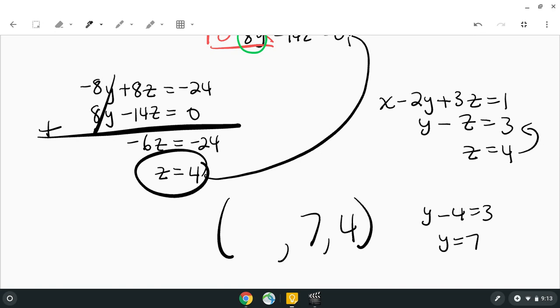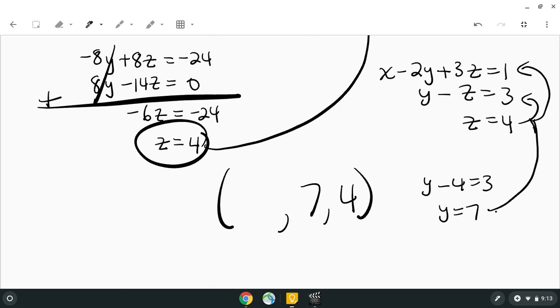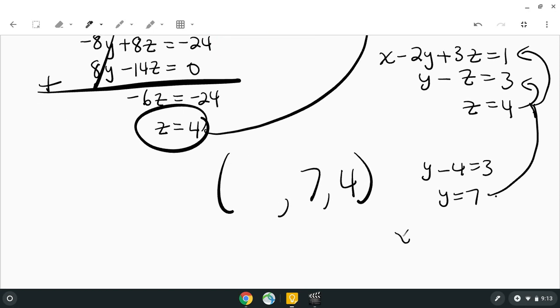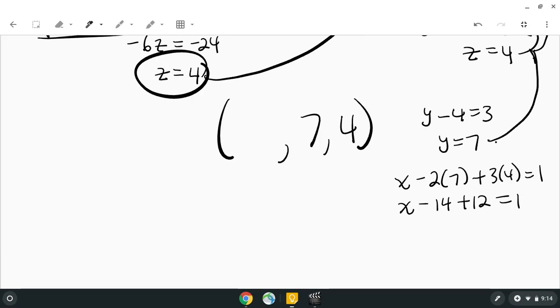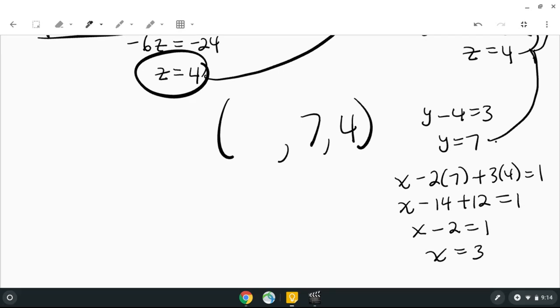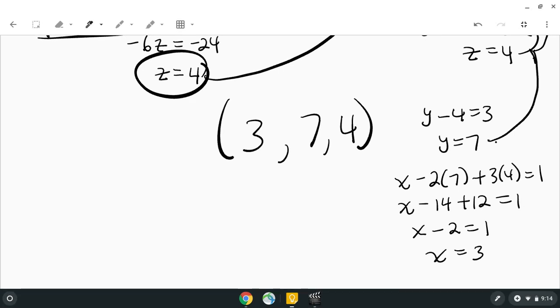Okay, and now I can take both of these, right? The y and the z, and plug them both in here, the first one, and solve for x. Okay, so x minus 2 times 7 plus 3 times 4 equals 1. So x minus 14 plus 12 equals 1. And combine like terms, x equals 3. Okay, so my answer here will be 3, 7, 4.